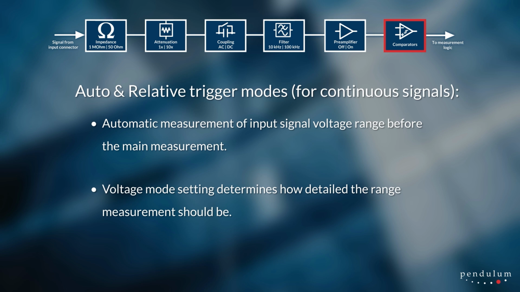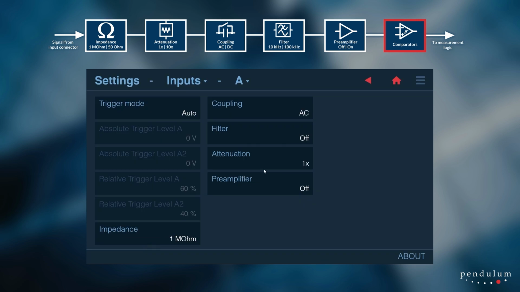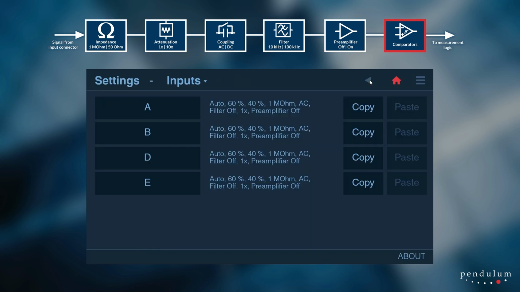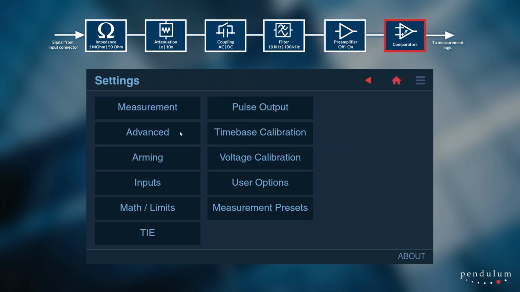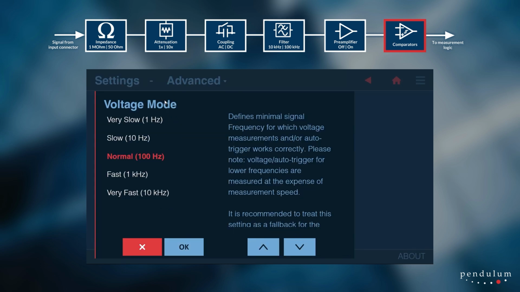The advanced section of the settings contains the voltage mode parameter, which determines how slow and detailed automatic range detection should be, depending on the signal frequency. Its value must be equal to or lower than the lowest expected frequency of the signals you want to measure.